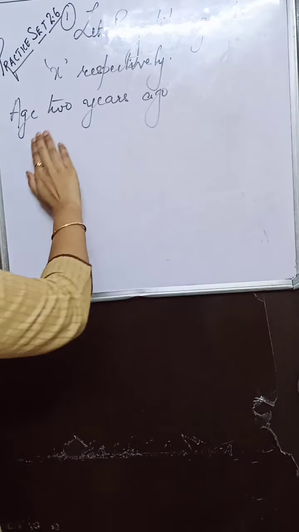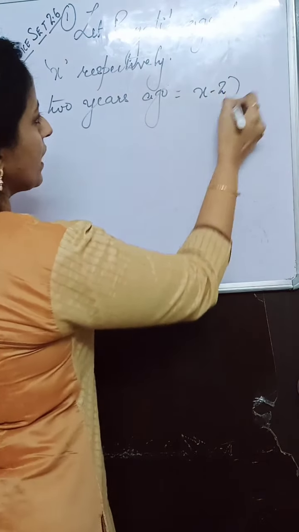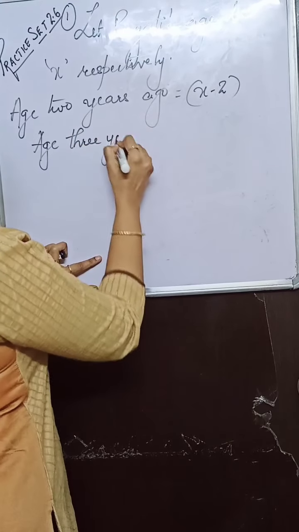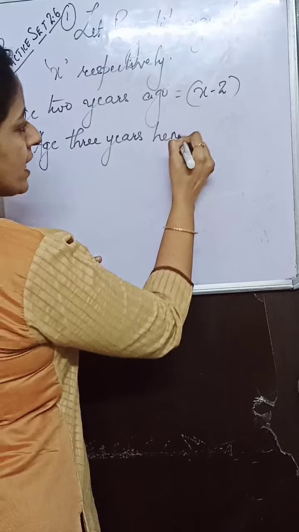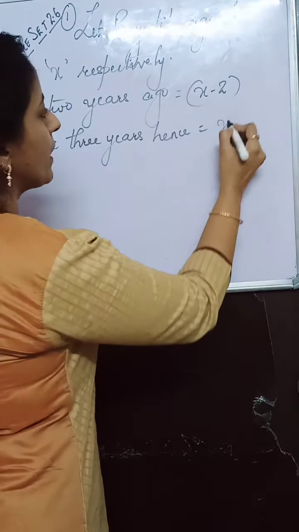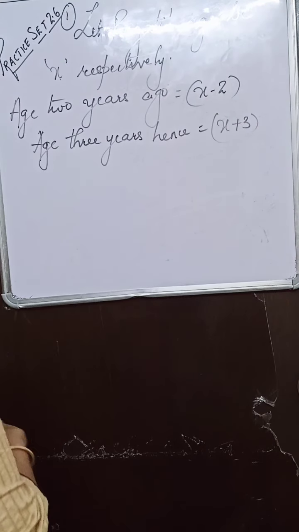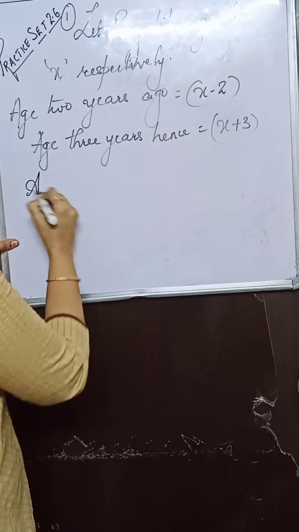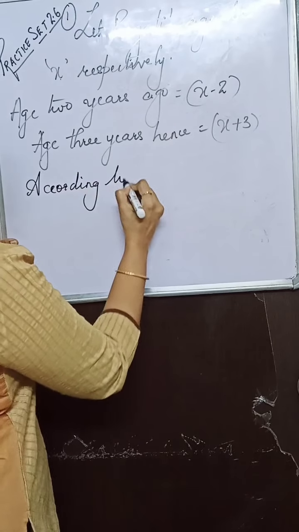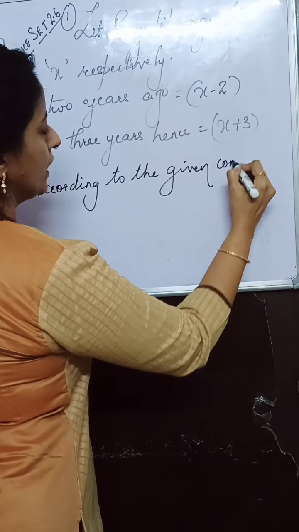Age 2 years ago means if it is X, 2 years ago it will be X minus 2. Age 3 years hence. 3 years hence means now it is X. Hence means after 3 years it will be X plus 3. Okay. X plus 3. Now write down according to the given condition.